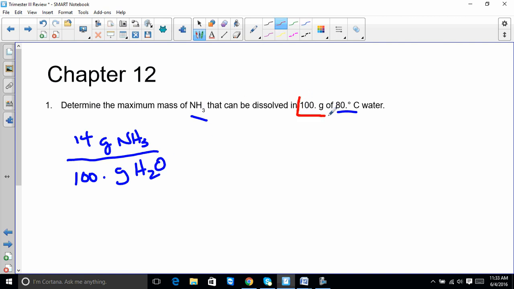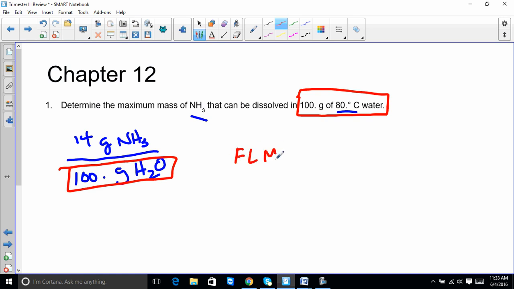After you do that, you look for a water match. Does the problem say you have 100 grams of water? Yep, they match. When this happens, you do not have to do the factor label method. You have enough information to answer the question.